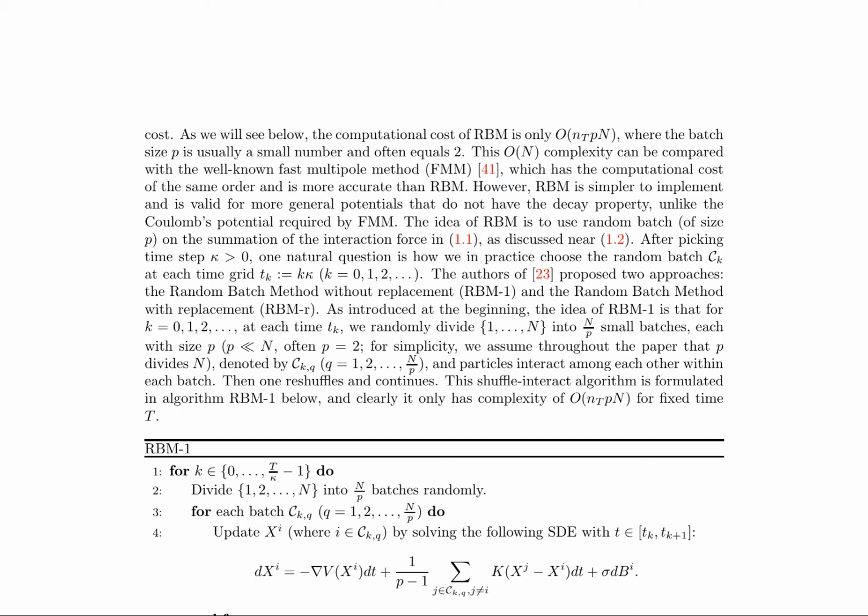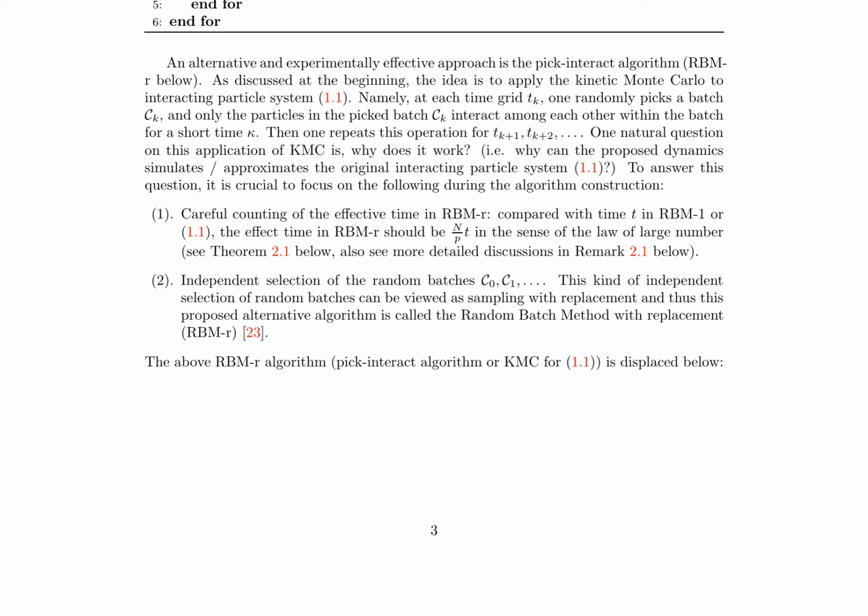The random batch method, RBM, is a novel algorithm for simulating interacting particle systems, which significantly reduces computational complexity to O(n) per time step. It was first proposed in 2020 and has since been applied to various practical algorithms, such as the random batch Ewald method for molecular dynamics, sampling, interacting quantum particle systems, second-order interacting particle systems, multi-species stochastic interacting particle systems, the Poisson-Nernst-Planck equation, and the homogeneous Landau equation.